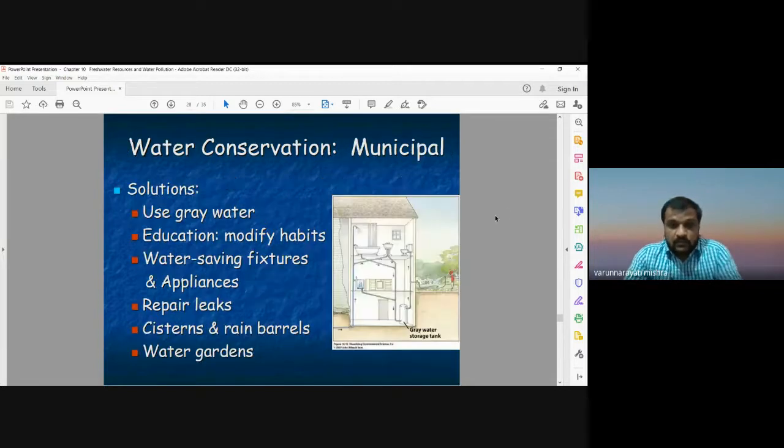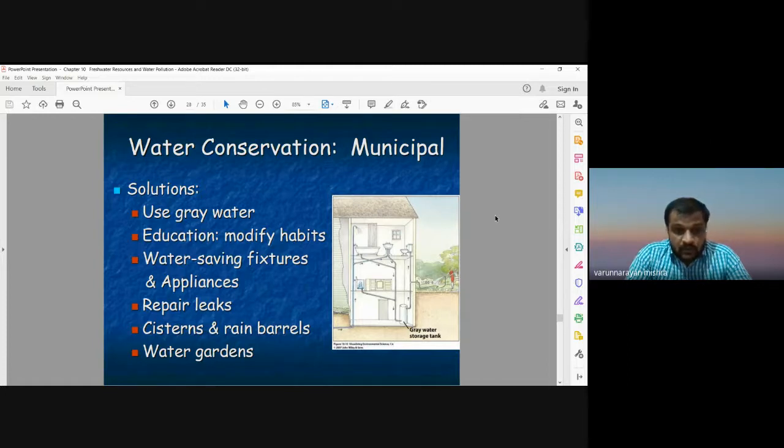Now, water conservation for municipal uses, like the water which you get in your house, that is supplied by the municipal corporation for different domestic purposes. The solution for water conservation in urban areas: we should use grey water. And education means we have to modify our habits. We should use less water, and there are water saving fixtures and appliances.